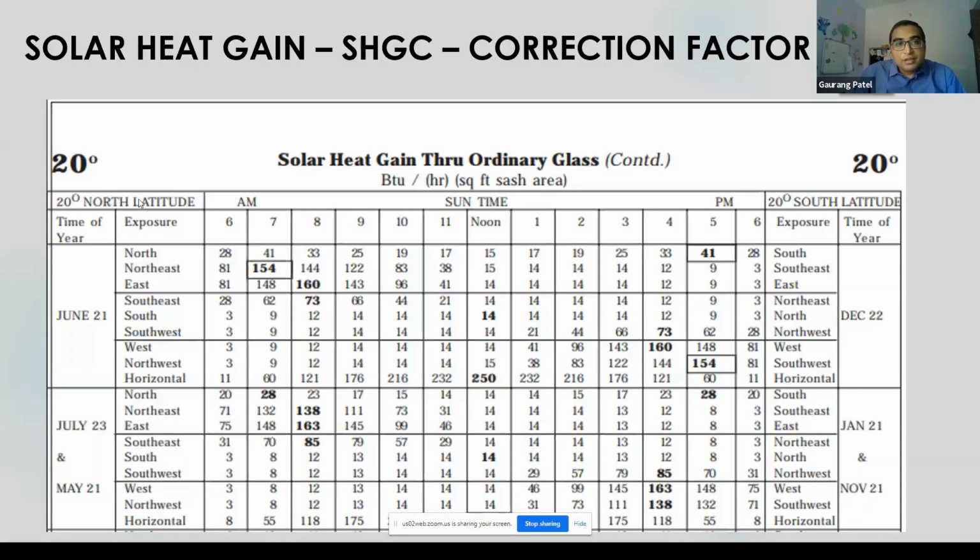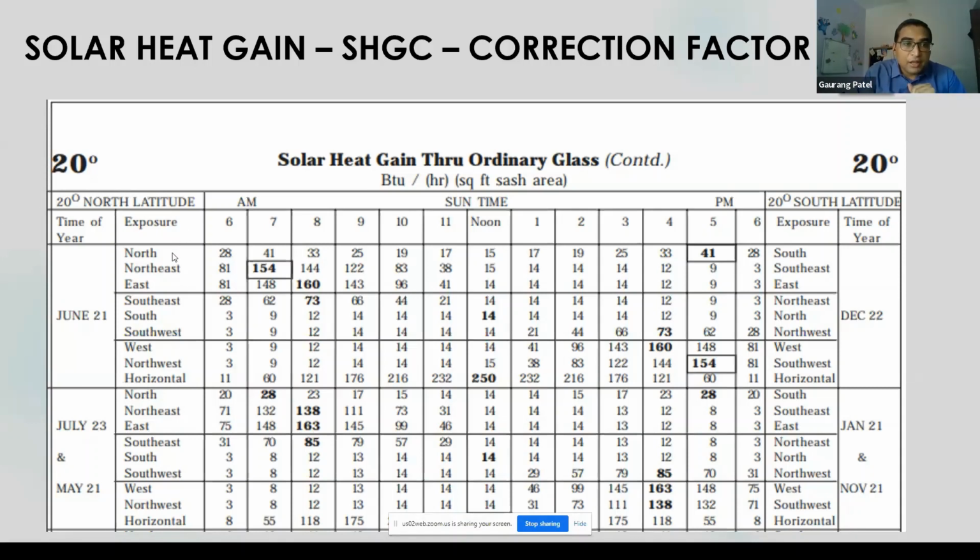So here comes the latitude. You will find the latitude here. The tables are given for various latitudes: 10 degree, 20 degree, 30 degree. For any location which falls in between, you just need to do an interpolation between the two values and derive the figures.